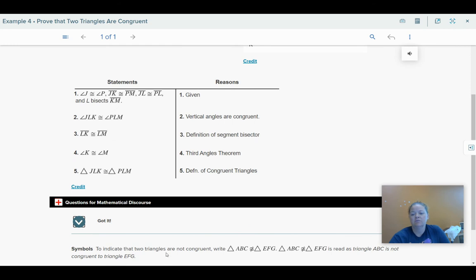To indicate that two triangles are not congruent, write triangle ABC not congruent to triangle EFG. Triangle ABC not congruent to triangle EFG is read as triangle ABC is not congruent to triangle EFG.